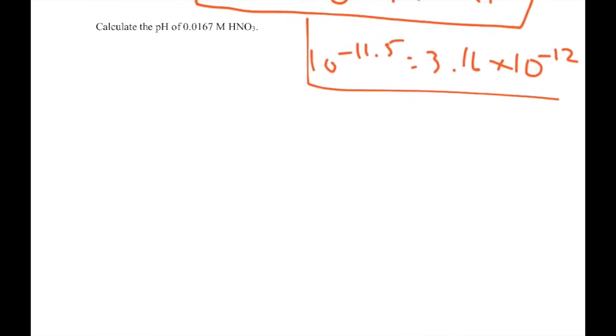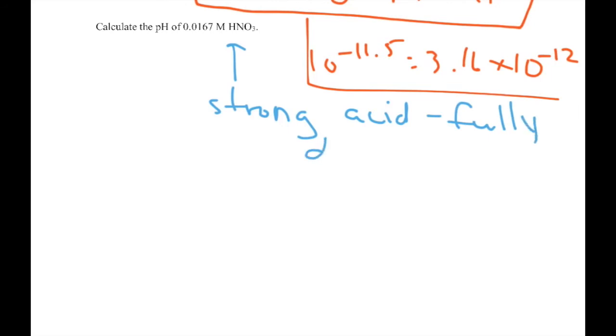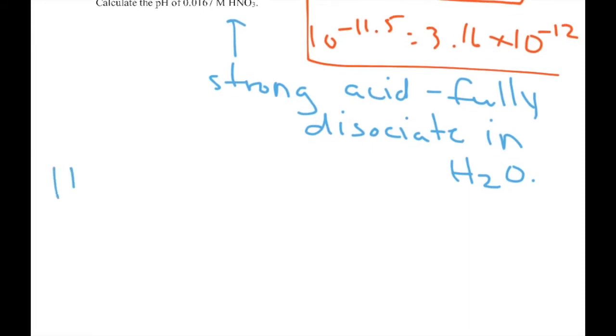The next problem is calculate the pH of 0.0167 molar nitric acid, HNO3. So the first observation is that this is a strong acid. You should have that memorized. Thus, it will fully dissociate in water. Okay? So we write our expression, and we know that this will fully dissociate.